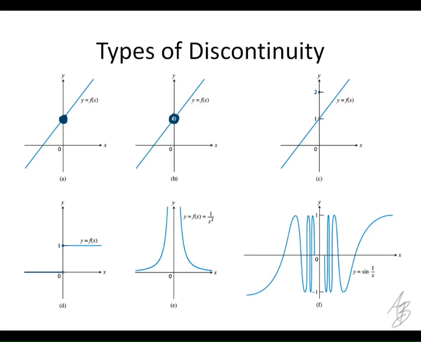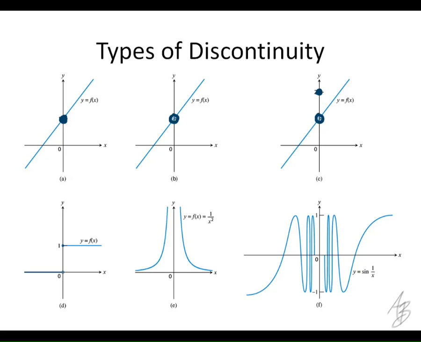If you have a limit, but it doesn't equal the value of the function, then it is removable and we can fix that. Same thing with this other one. The function is defined as such. It has a hole in the line, but then it's defined somewhere else. That's still a removable discontinuity because if we change the value of the function at that one point, then it is now continuous. Does that make sense?